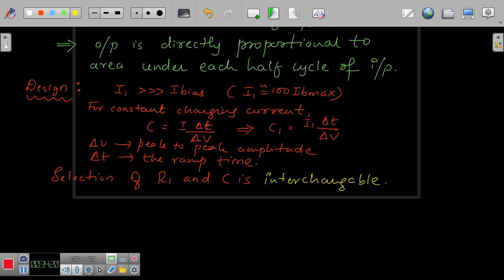You know what is the meaning of this? Either you can assume the value of C, then you can get the value of R1, or you can calculate the value of R1 and then select the value of C, right? So your R1 is equal to V1 by I1, and R2 is approximately 20 times R1.